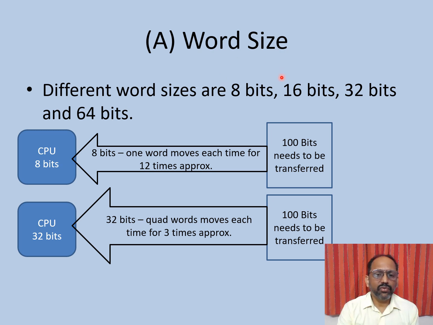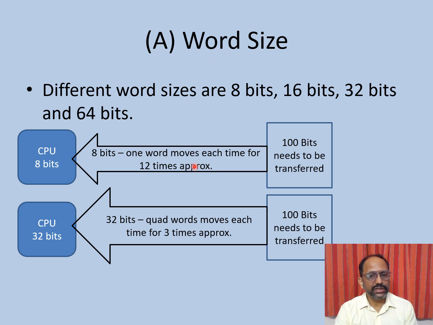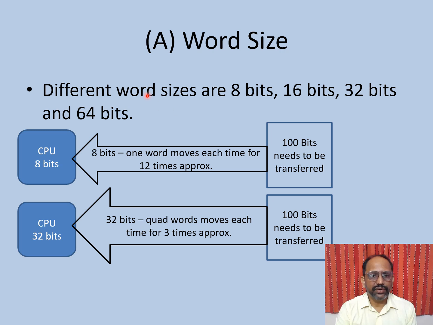What are the different word sizes? The different word sizes are 4 bits, 8 bits, 16 bits, 32 bits, and 64 bits. Remember, in the first generation, what was the word size? Just 4 bits.